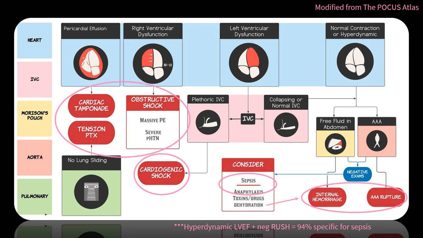So if I now look here, we have our forms of obstructive shock as seen here. We have our cardiogenic shock here. We have our distributive shock here. And then we have our hypovolemic shock over here, including dehydration. Toxins and drugs can be a mixed picture, so I won't put them in any one bin. And finally, there was a study that showed if you have a hyperdynamic ejection fraction with a negative RUSH exam, that's 94% specific for sepsis.